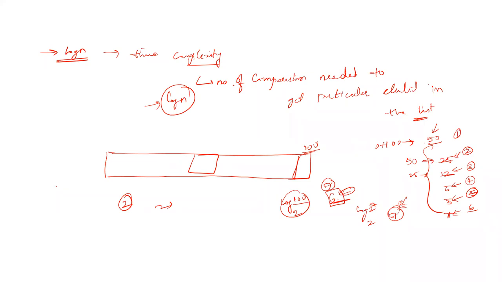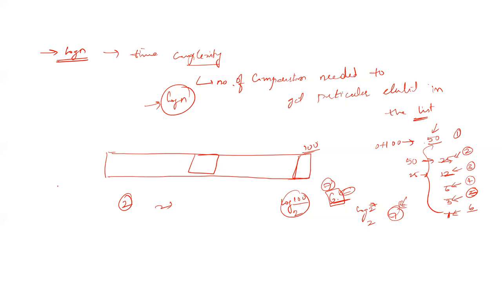Okay. Is that clear? So then, when we divide by 3 or 4 or a larger number, will the time complexity reduce? It reduces, but we are not going to get the exact value. Yes.